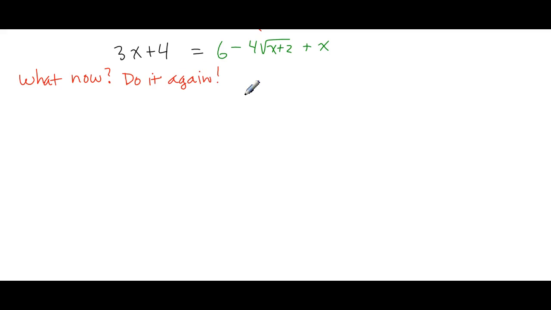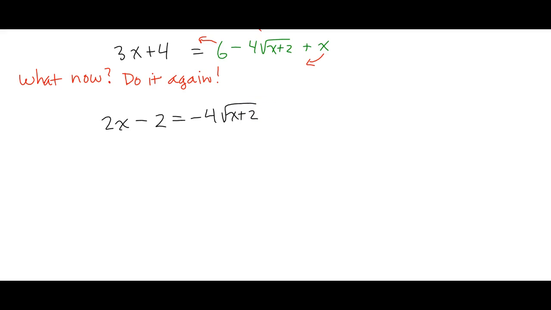There's a root in your equation, so isolate the root. Isolate the root by subtracting the 6 and moving it over to the other side, and subtracting the x, moving it over to the other side. So you're subtracting x and you're subtracting 6. You're going to end up with this.